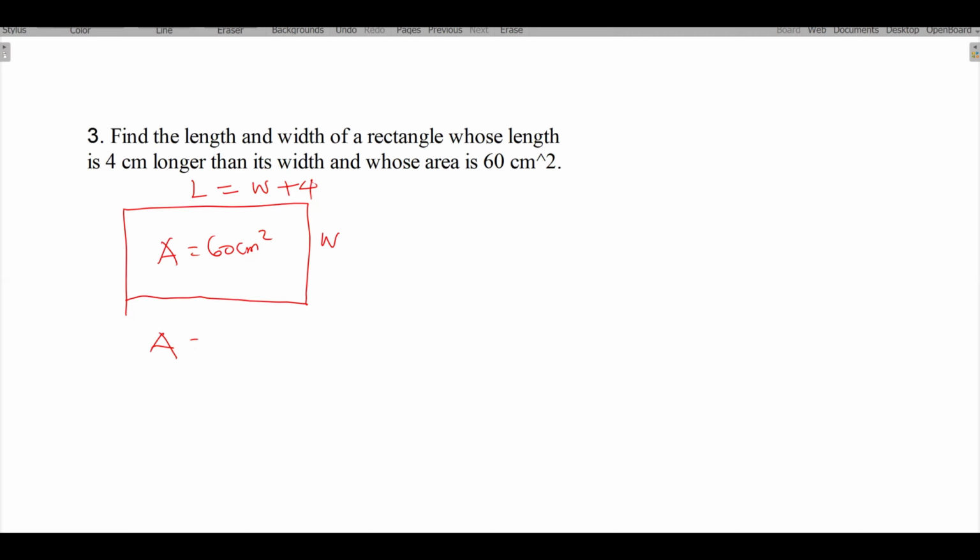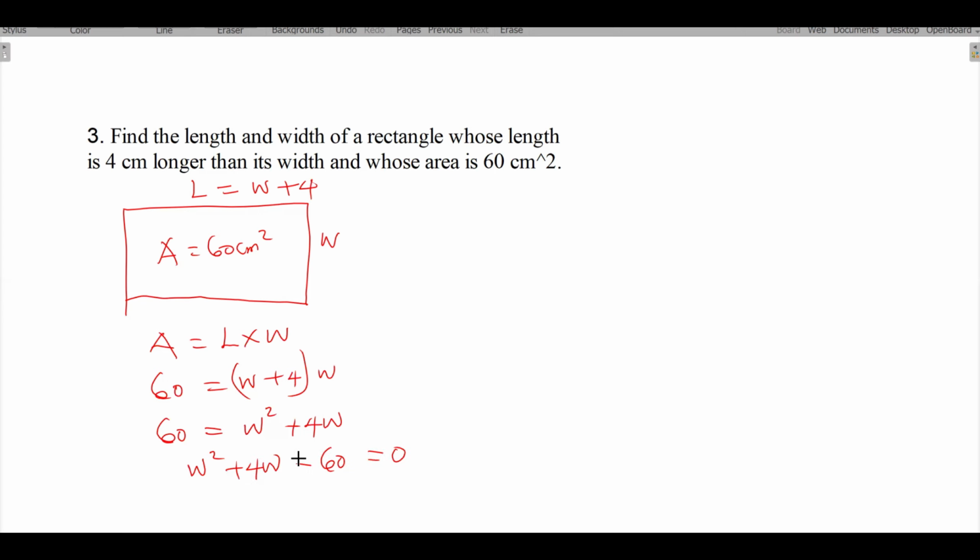And don't forget, the area of a rectangle is length times width. That means 60 equals, now the length is W plus 4, so W plus 4 in brackets times W. So 60 equals, open the bracket, that will be W squared plus 4W. Now, if we turn it to a quadratic equation, W squared plus 4W minus 60 equals 0.